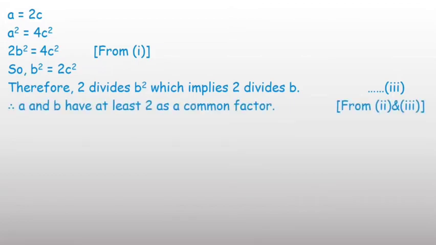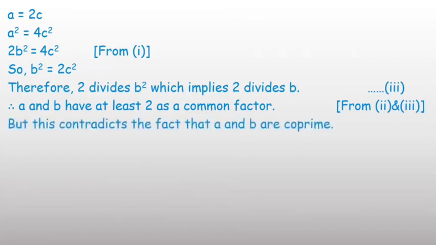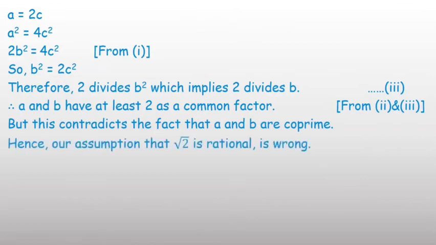From second and third, the result you are getting is that 2 is a common factor in a and b both, which contradicts the fact that a and b are co-prime. Therefore, our assumption is wrong that root 2 is rational. Hence, we conclude that root 2 is an irrational number.